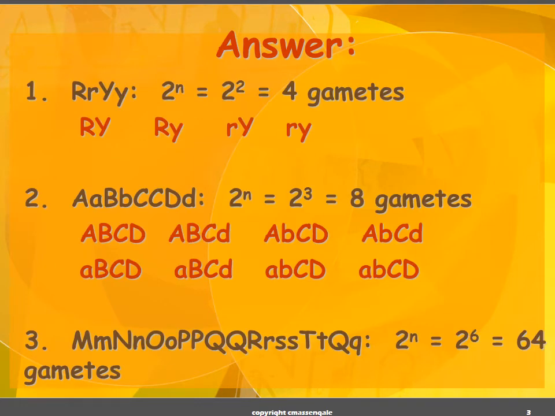Here are the answers. If we have a look at number 1, there are 2 heterozygous individuals, 2 in the middle. So, in order to work out how many gametes, we insert 2 in place of n, and we get 4. How many heterozygous individuals in the second one? Well, 3, which means 2 to the power of 3 is 8. For the last one, you can work it out, but there can be 6 heterozygous individuals, which gives us 64 gametes, which is quite something.